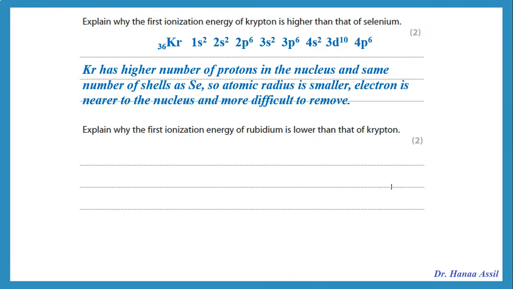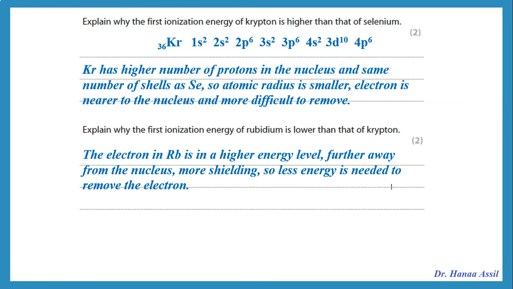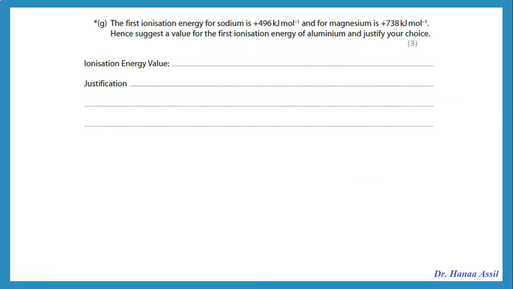Explain why the first ionization energy of rubidium is lower than that of krypton. Well, let's see. What is rubidium? The electron in rubidium is in a higher energy level, further away from the nucleus, more shielding, less energy is needed to remove the electron. Do we understand how to explain all of this? Now, he's given me the first ionization energy for sodium is this, and for magnesium is this. Suggest a value for the first ionization energy of aluminium.